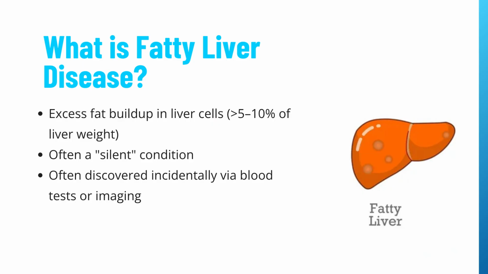Fatty liver disease occurs when excess fat builds up in the liver cells. Normally, the liver contains a small amount of fat, but when fat makes up more than 5 to 10% of the liver's weight, it is considered a fatty liver. It is a silent condition in many cases, often discovered incidentally during routine blood work or imaging.